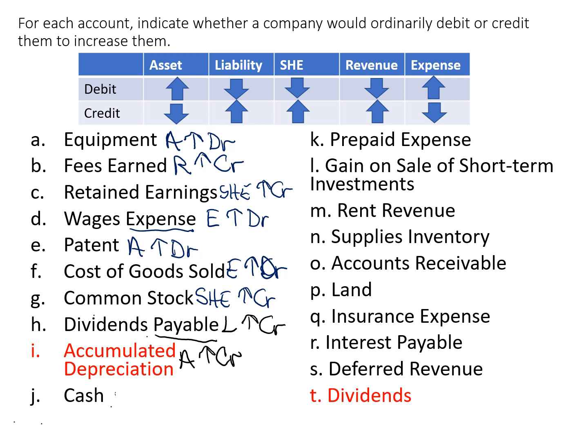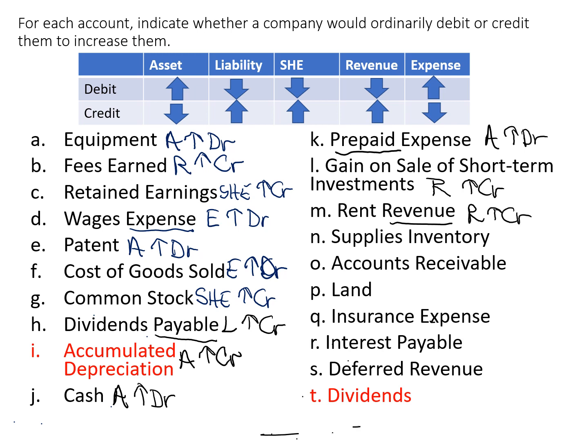Oh, my favorite, cash. Cash is an asset and increased by a debit. Prepaid expenses, remember, is an asset and it's increased by a debit. Gain on sale of short-term investments is a revenue account, so it's increased by a credit. Rent revenue is a revenue account, increased by a credit. Supplies inventory is an asset, so it's increased by a debit. Accounts receivable is an asset, increased by a debit.